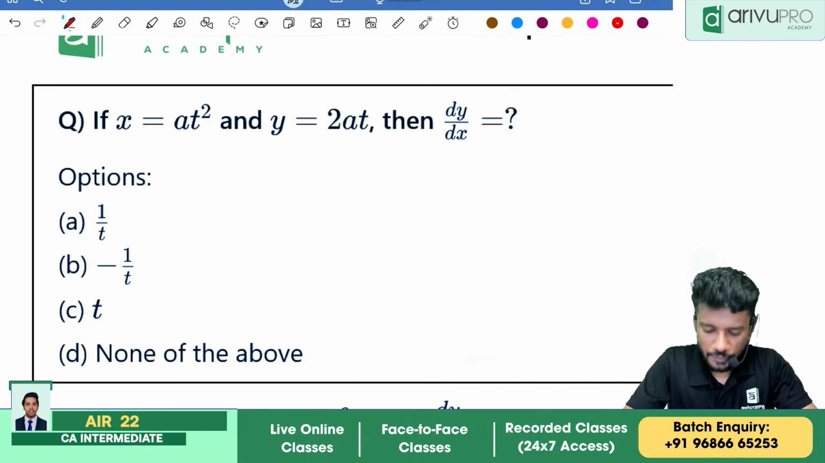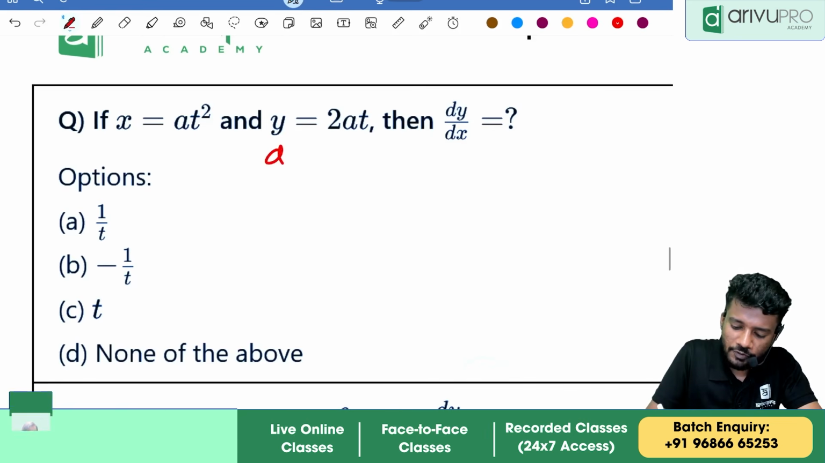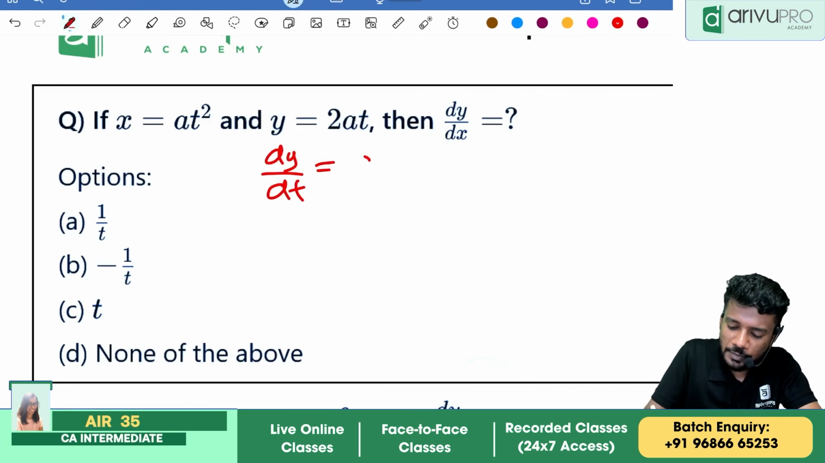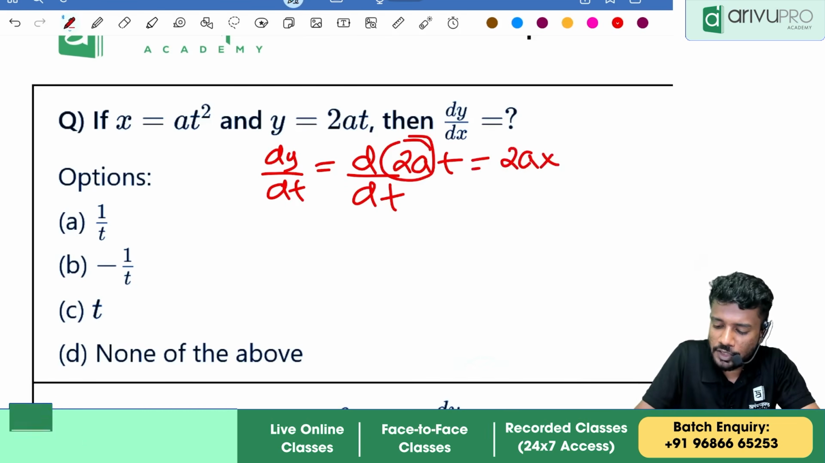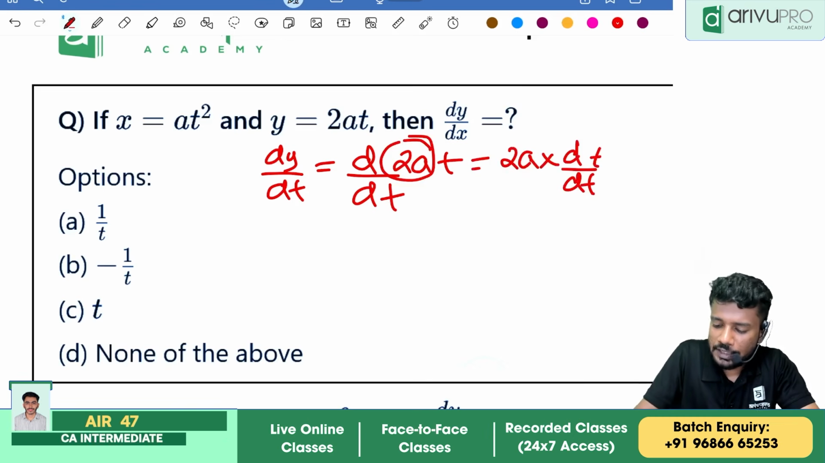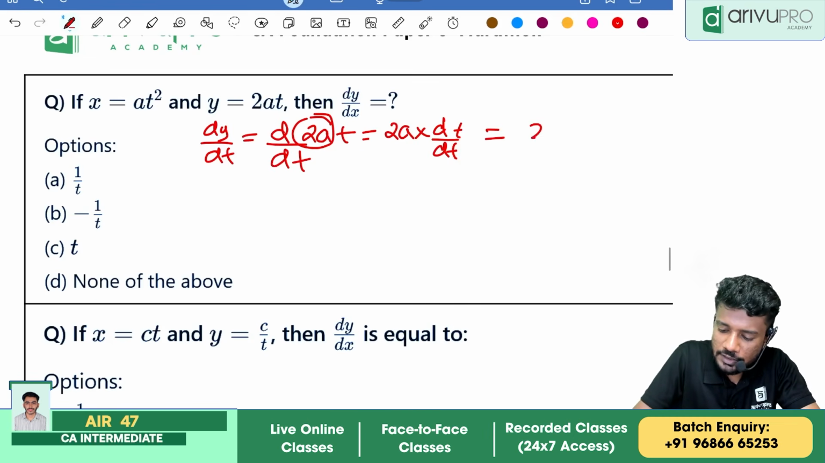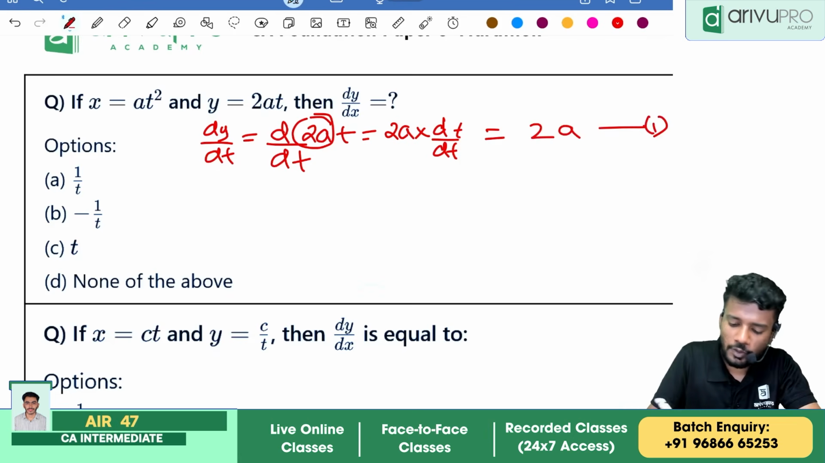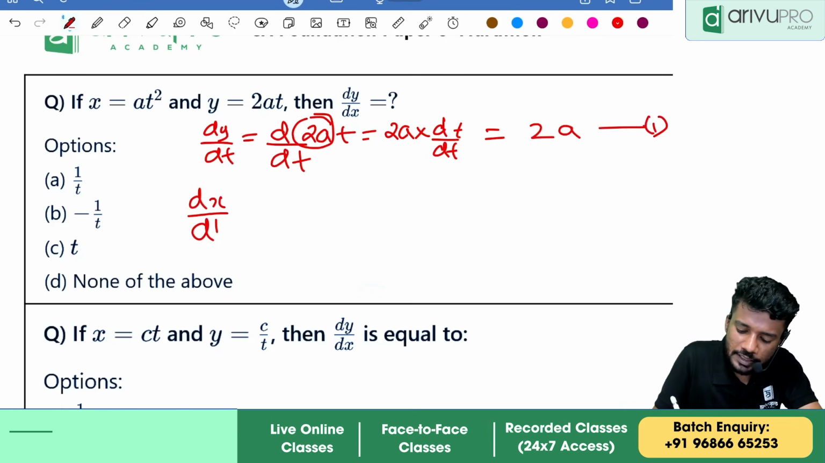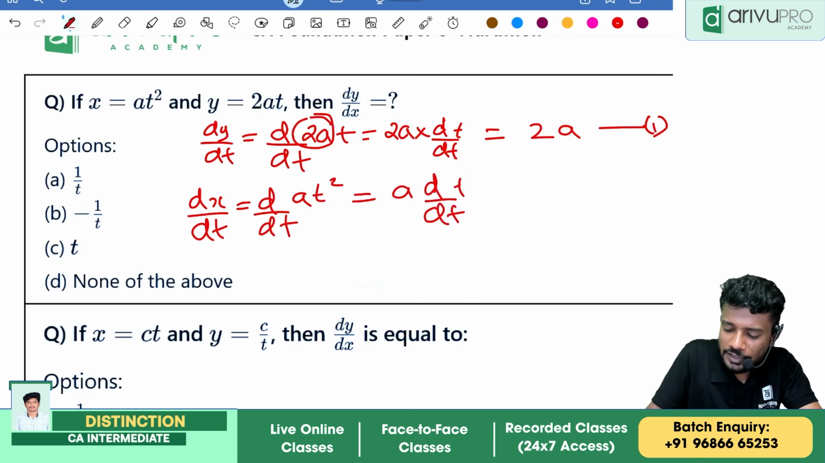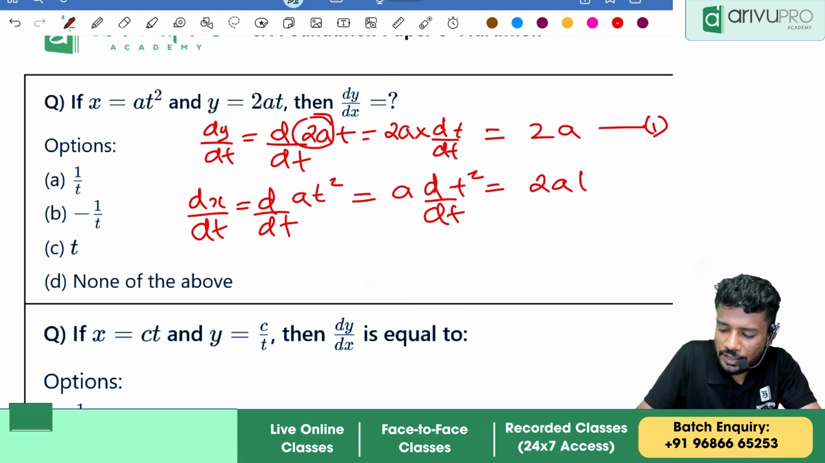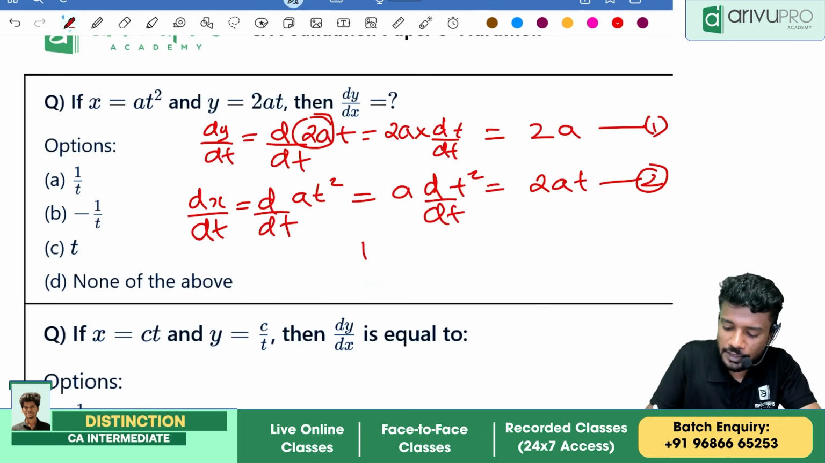Do it for me. First you will find what? Dy by dt. That is nothing but d by dt of 2at. Anyway, 2 and a are constant. It will come outside. That is 2a into dt by dt. How much is that? That is nothing but 2a. That is equation number 1. Then dx by dt is nothing but d by dt of a t square. A is a constant. Then d by dt of t square. That is equal to how much? 2at. Equation number 2.